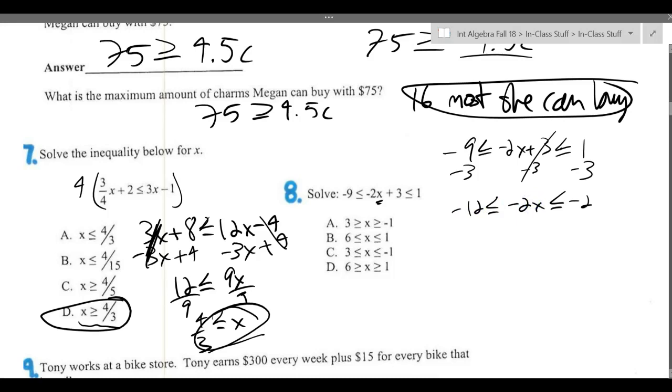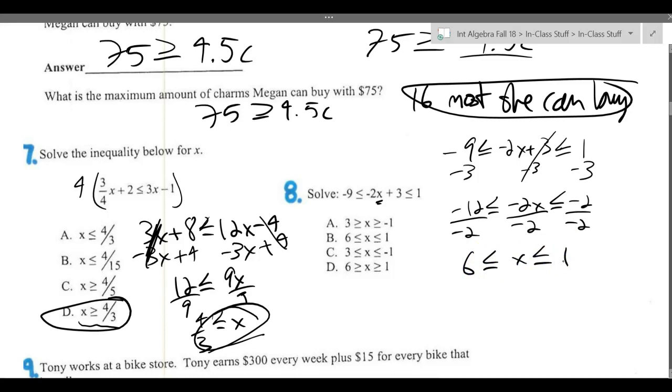Let's see. Well, with -2x, the x is not by itself yet. We need to undo that by getting rid of the -2. Divide by -2. So that gives me +6 less than or equal to x is less than or equal to 1.